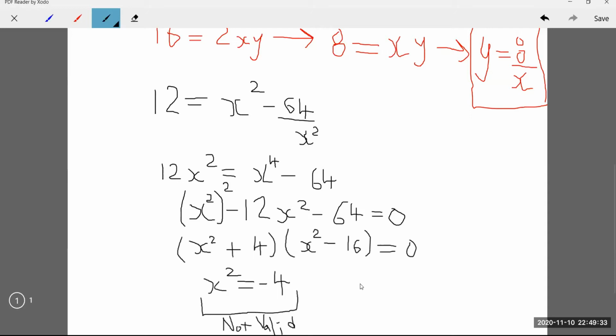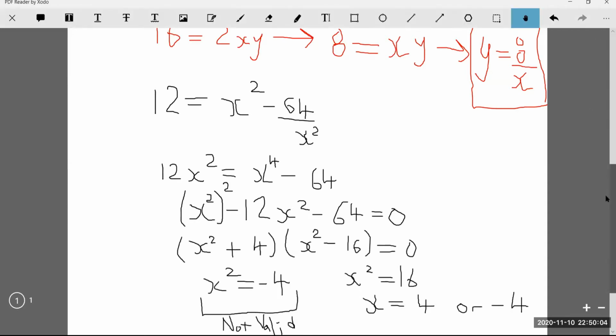All right, now x squared from here is equal to 16. And so since x squared is equal to 16, when we square root both sides, we get two answers. We're getting that x is equal to positive 4, or x is equal to negative 4, when we square root 16. So x is positive 4 or x is negative 4.